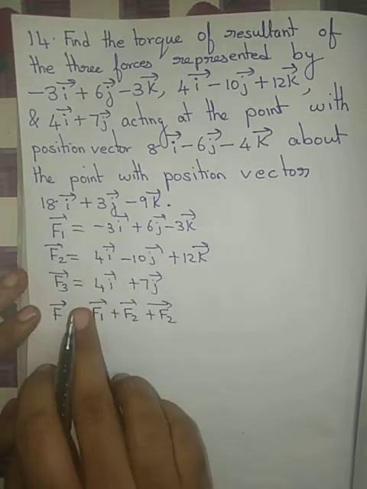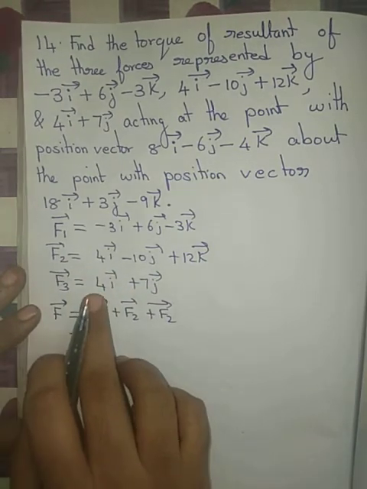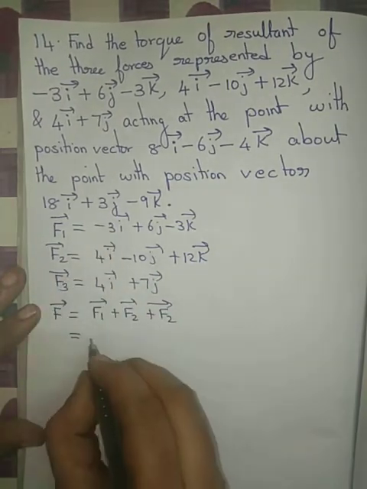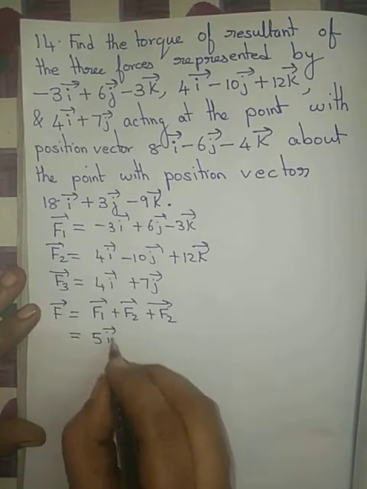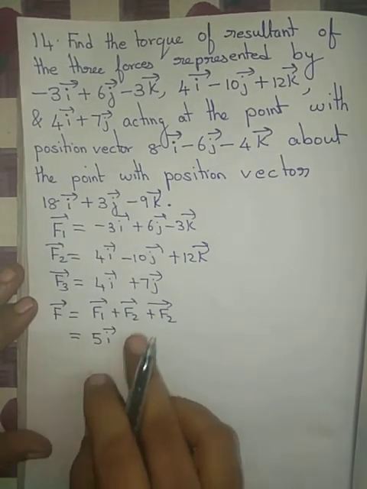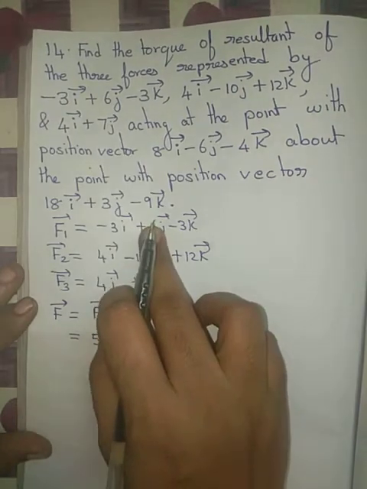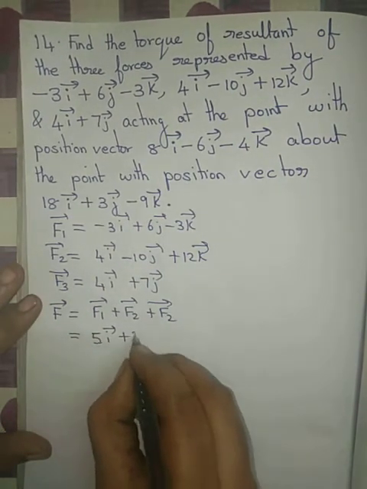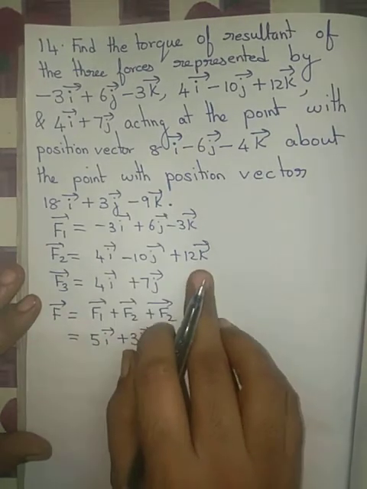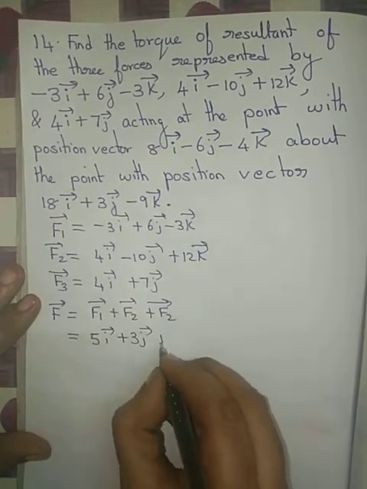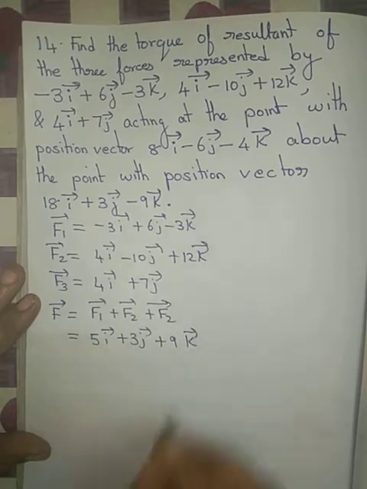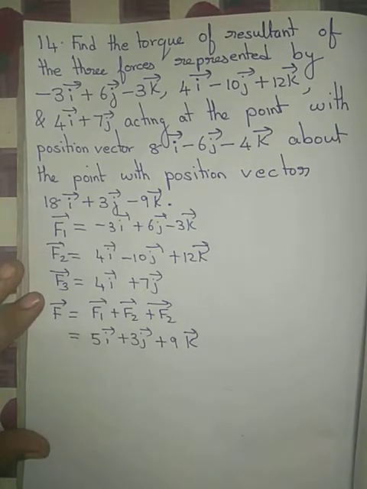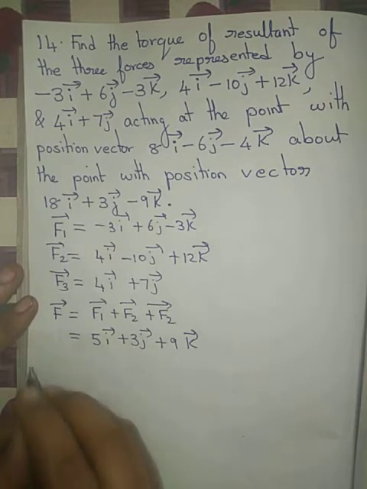I should add I components. 4 plus 4, 8. 8 minus 3, 5I. Next let me add J components. 7 plus 6, 13. 13 minus 10, I will have plus 3J. Next K components. 12 minus 3, the answer is 9K. So our F vector is equal to 5I vector plus 3J vector plus 9K vector.